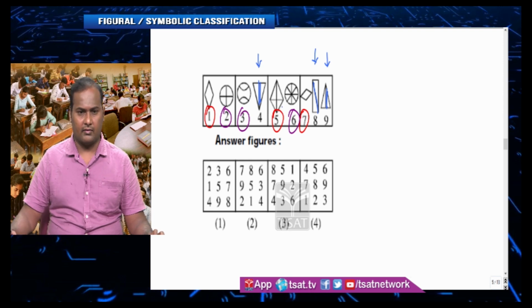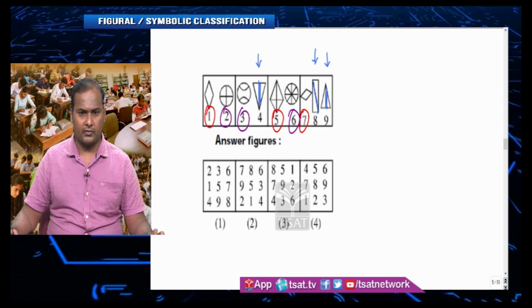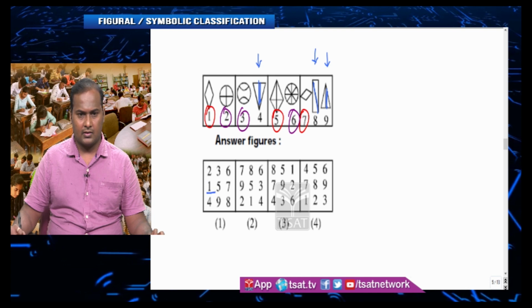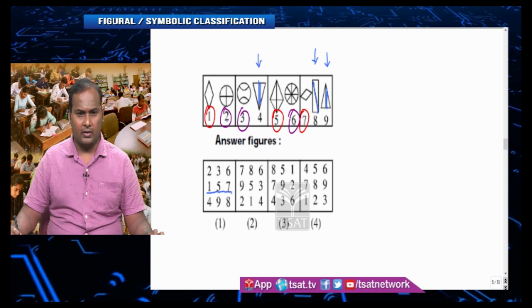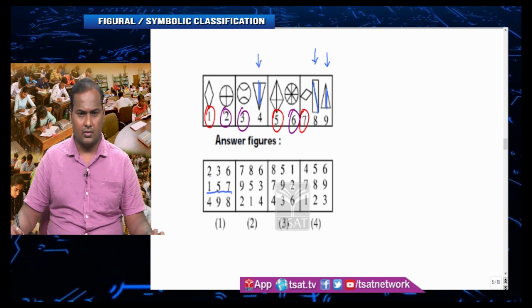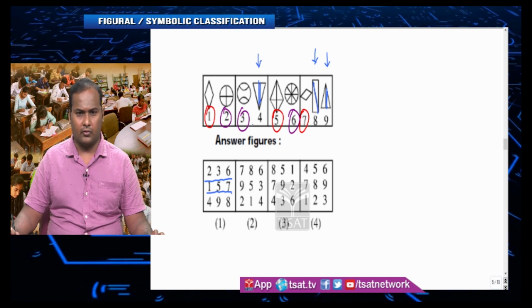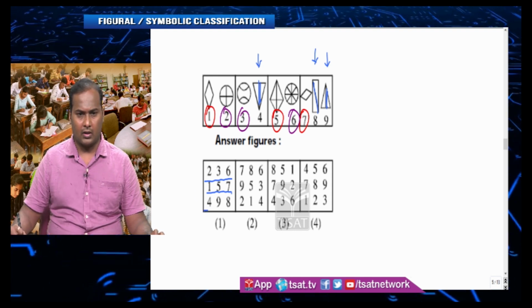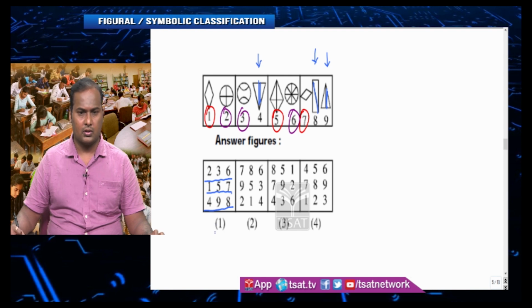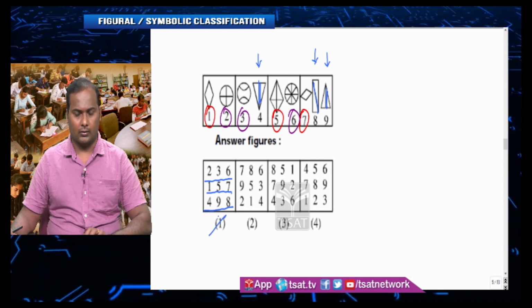So 1, 5, 7 forms one group. So check where is 1, 5, 7. In the same way, 2, 3, 6 forms another group. In the same way, the remaining 4, 8, 9 or 4, 9, 8 forms one more group. So your answer is option 1.